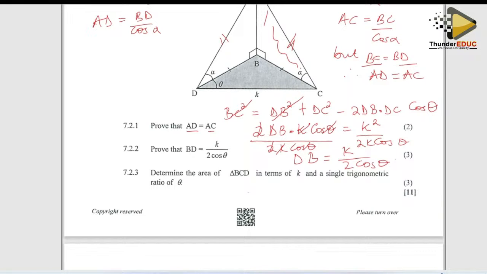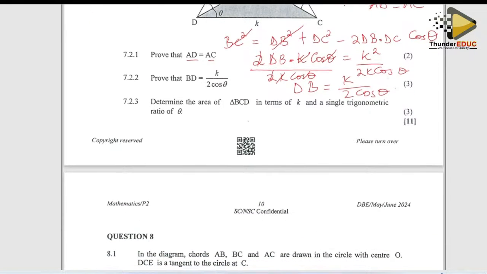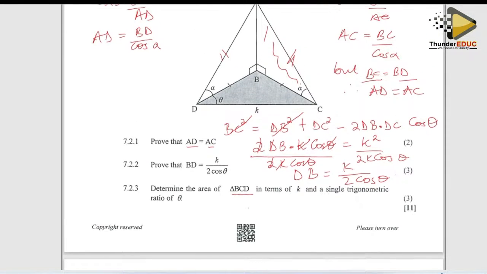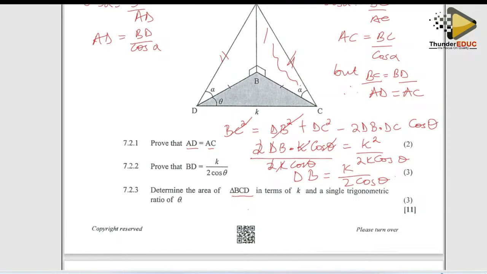So we used just the cosine rule and proved that. Then determine the area of BCD in terms of K with just a single expression. Area of BCD.